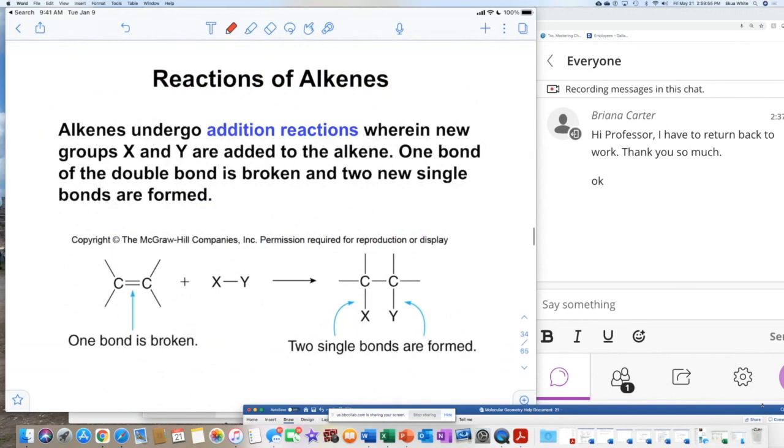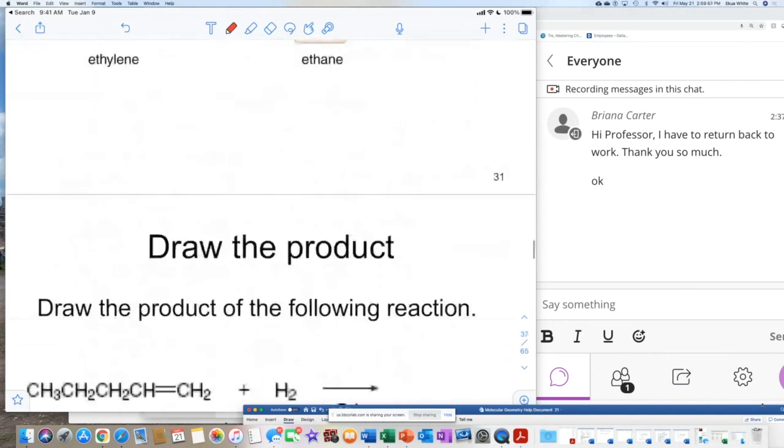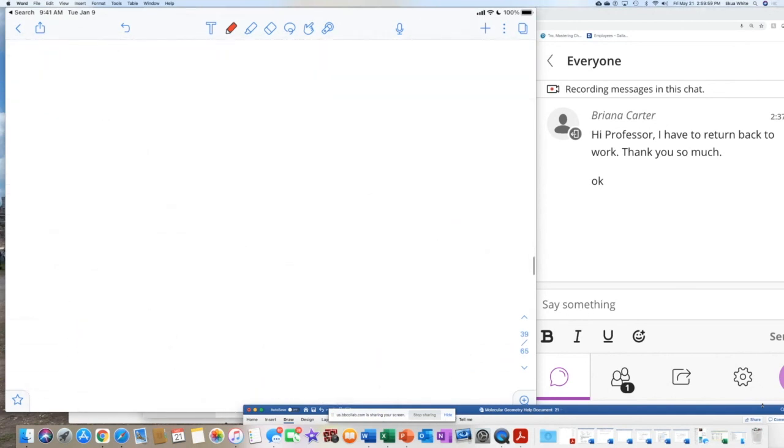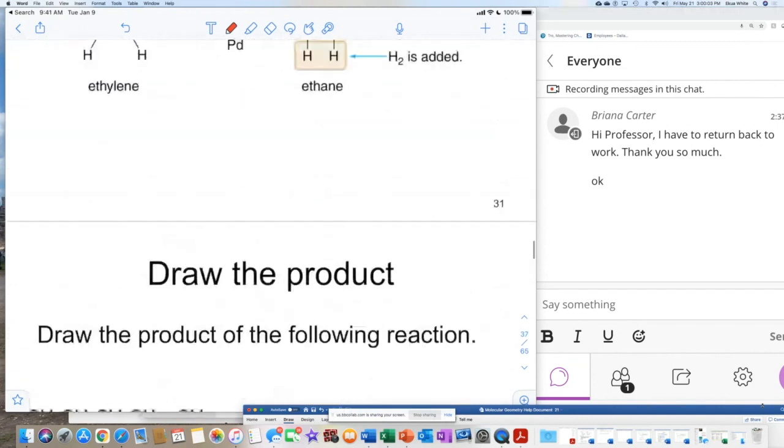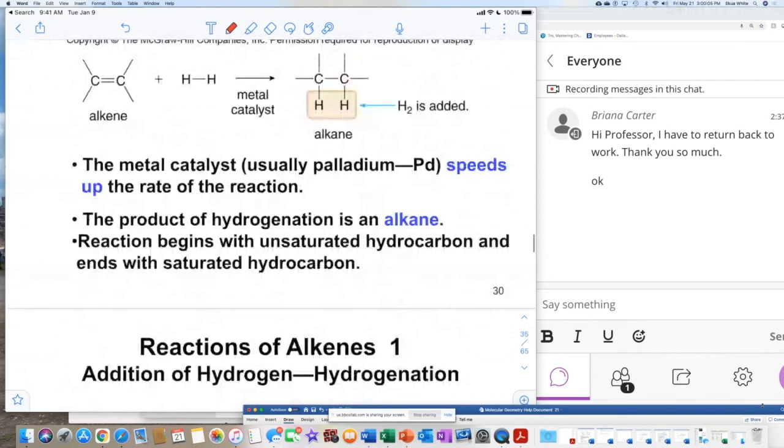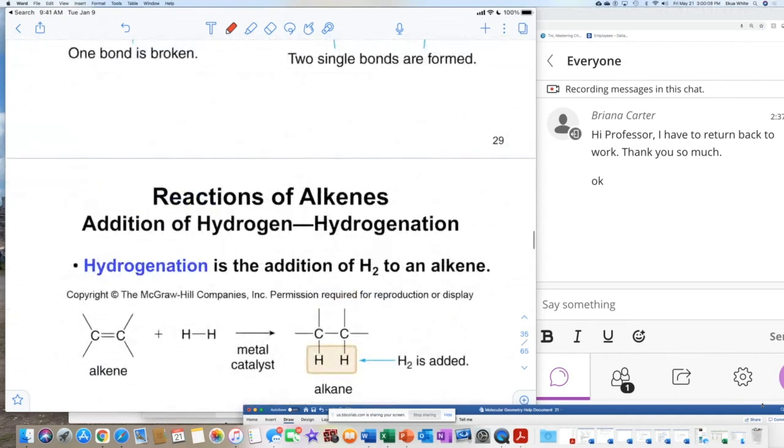Okay, so what I want to do here, I'm looking at the reactions of these alkenes, and I'm thinking I'll work as far as I can, because this may not go that long. Now that we know the background story of the alkenes, we're now looking at the reactions of alkenes.